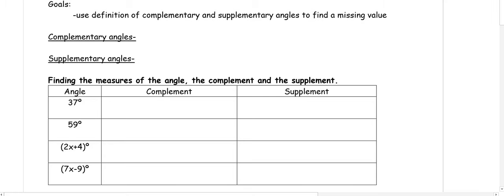This video is about complementary and supplementary angles to find a missing value. So remember, complementary angles are two angles whose measures add up to 90 degrees. Supplementary angles are two angles whose measures add up to 180 degrees.